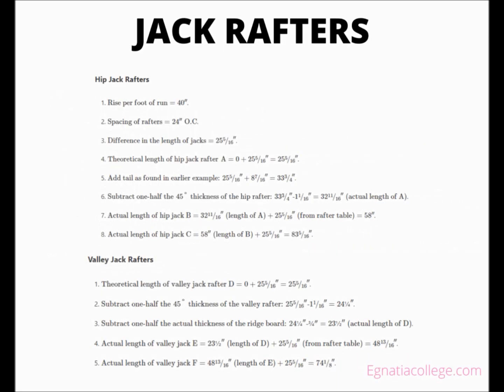Hip jack rafters are also shortened at the top to allow for the thickness of the hip rafter they butt against. This allowance is 1/2 the 45 degrees thickness of the hip rafter. Valley jack rafters are shortened at the bottom to allow for the thickness of the valley rafter. This allowance is 1/2 the 45 degrees thickness of the valley rafter. The valley jack rafters are also shortened at the top to allow for the thickness of the ridge board. The ridge board allowance for valley jacks is the same as the ridge board allowance for common rafters, 1/2 the actual thickness of the ridge board.